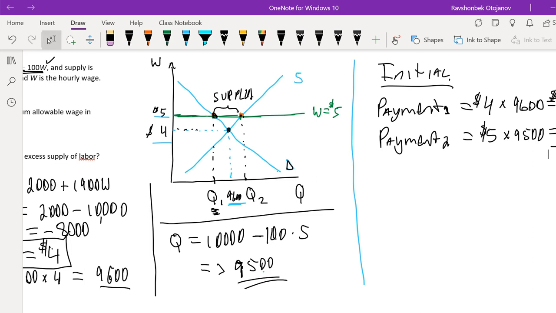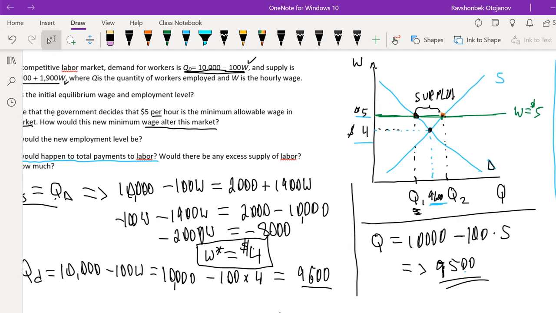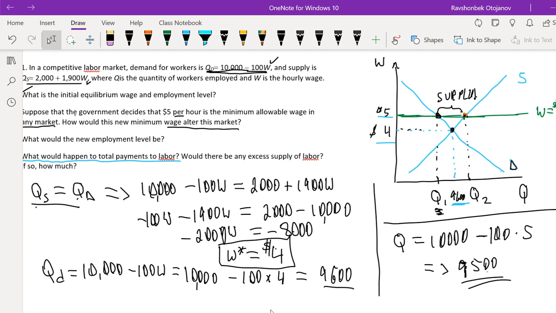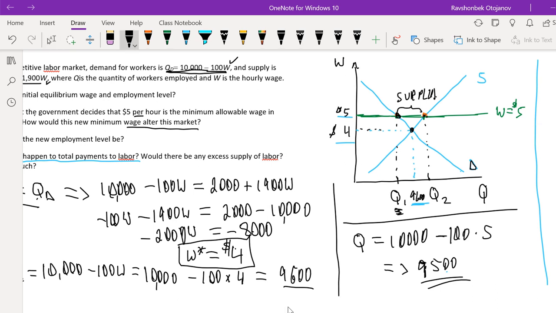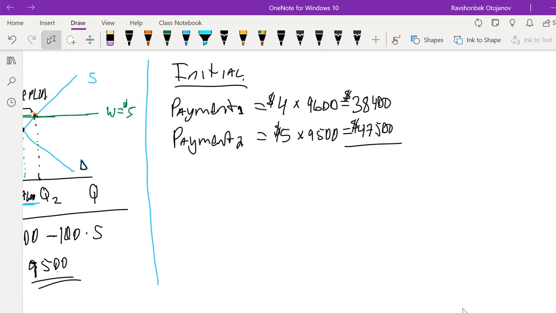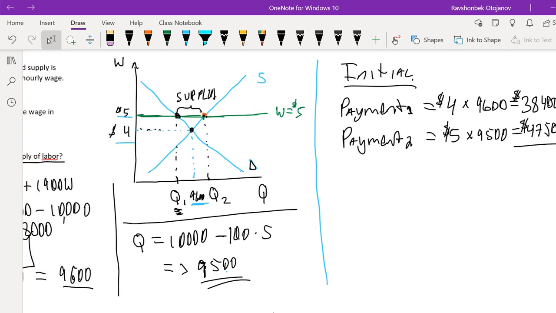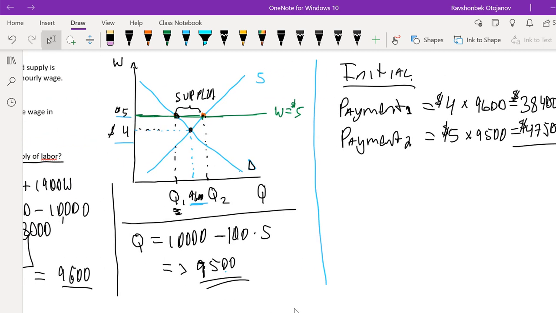Now, would there be any excess supply of labor? Yes, but we didn't calculate that. So that's the second question within that question: will there be any excess labor? Let's work that out. Excess supply of labor. We mentioned that, but we didn't calculate that. So, labor supply.